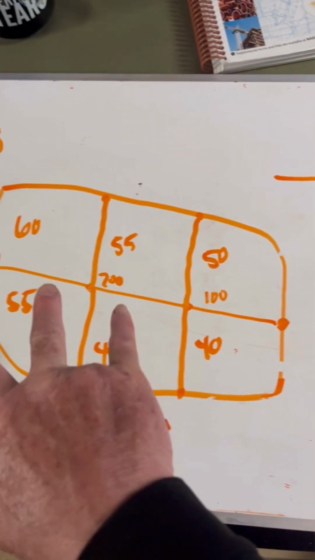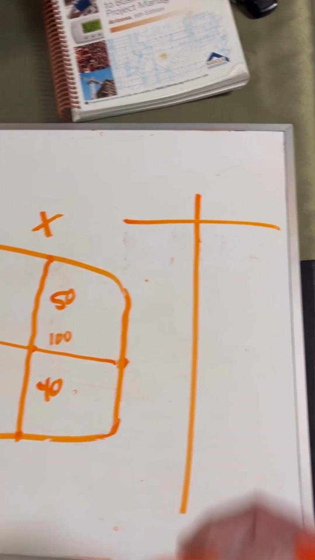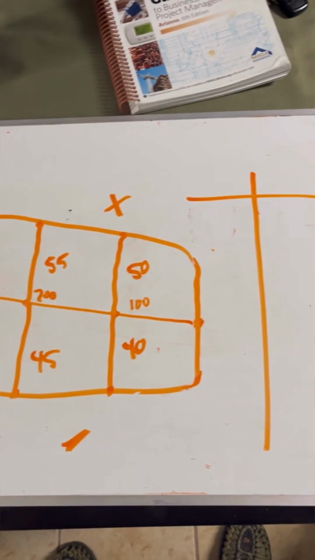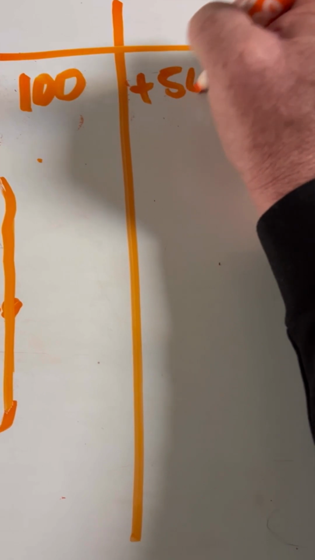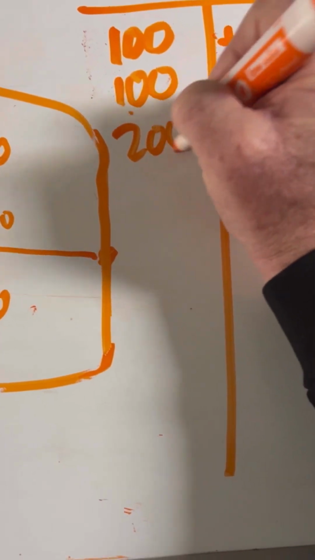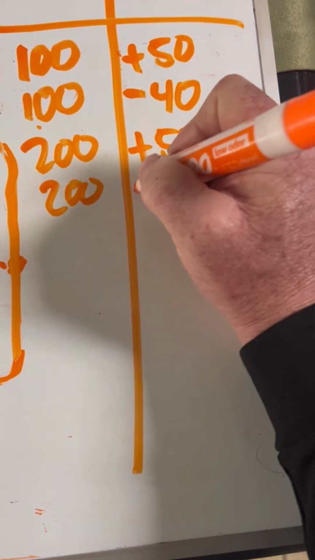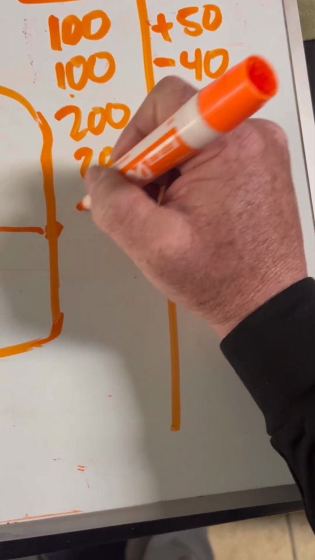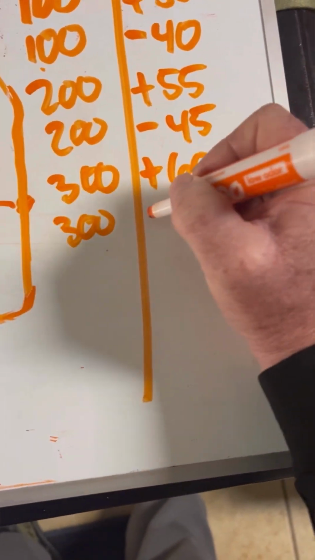And so what you would do is you would now tabulate this into a table. So now we can put these in a table. We can say that everything to the right that we measured is a plus, everything to the left that we measured is a minus. So we would say, okay, we came over 100 feet, write that down, 100. We had a plus 50, we came over 100. We had a minus 40. We came over 200. We had a plus 55, 200. We had a minus 45. We came over 300. We had a plus 60. We had a minus 55.